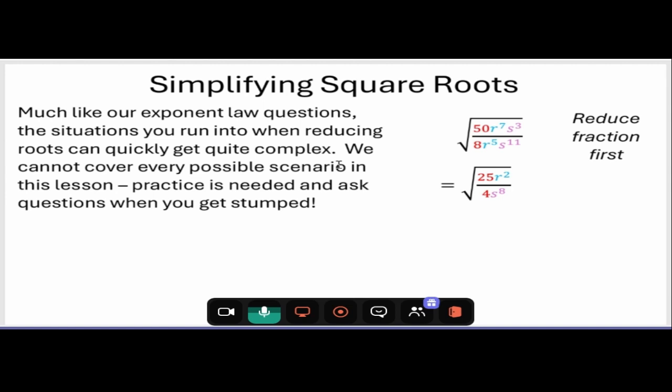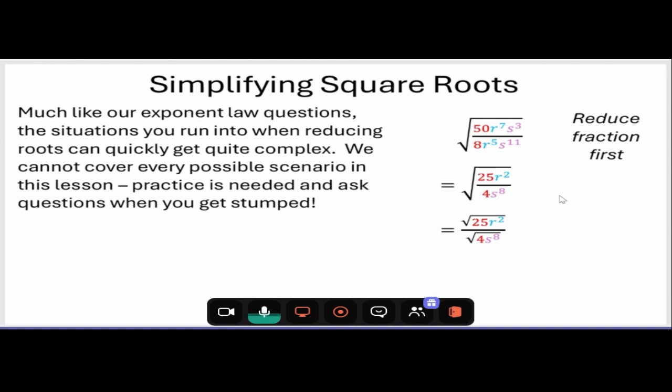So let's carry on now, because we have reduced the fraction, and everything here you might notice is a perfect square. 25 is a perfect square, 5 times 5. 4 is a perfect square, 2 times 2. R squared is a perfect square, r times r, or r to the 1 times r to the 1, because 1 plus 1 is 2. And s to the 8th, any even power, perfect square, because s to the 4th times s to the 4th. So let's work those out.